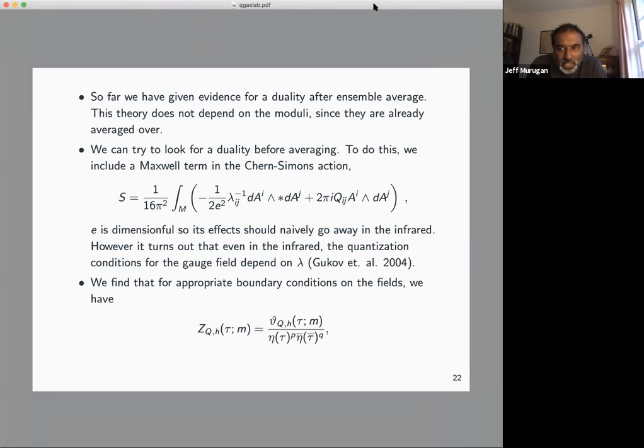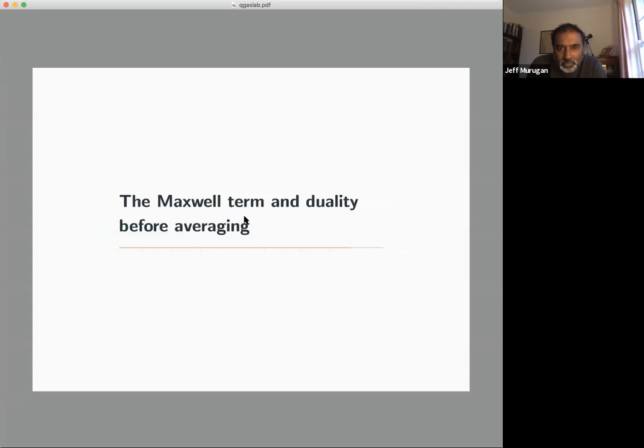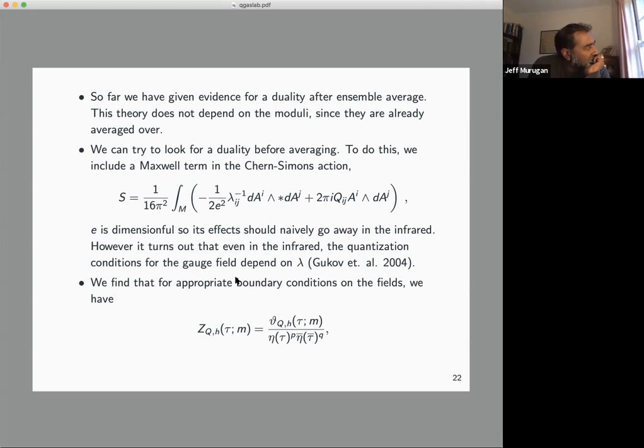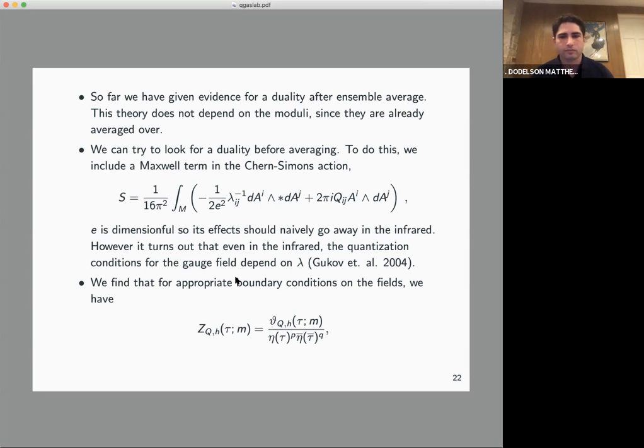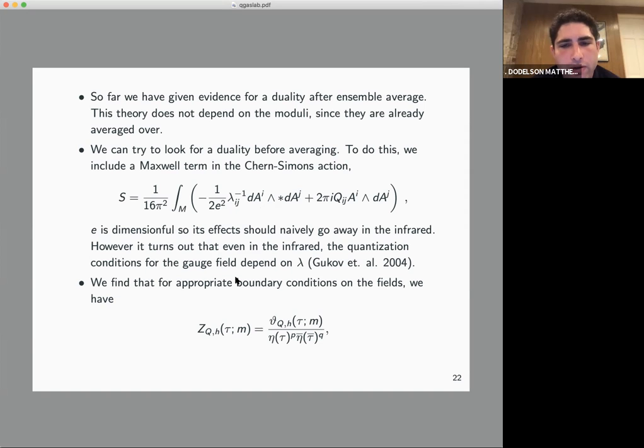Normally E would be infinity, and lambda wouldn't be there. But it turns out that lambda actually affects the quantization of the theory. I see. So you have to keep it in that case. And then what happens? M is 3D. And what am I averaging over? Over the matrix lambda.